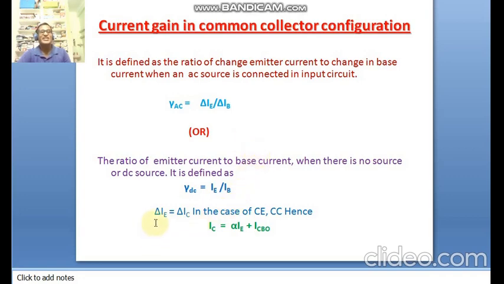But in this case especially, delta IE, that means change in emitter current, is almost equal to change in collector current as in CE, CC. Therefore IC is represented by alpha IE plus ICBO in this case.